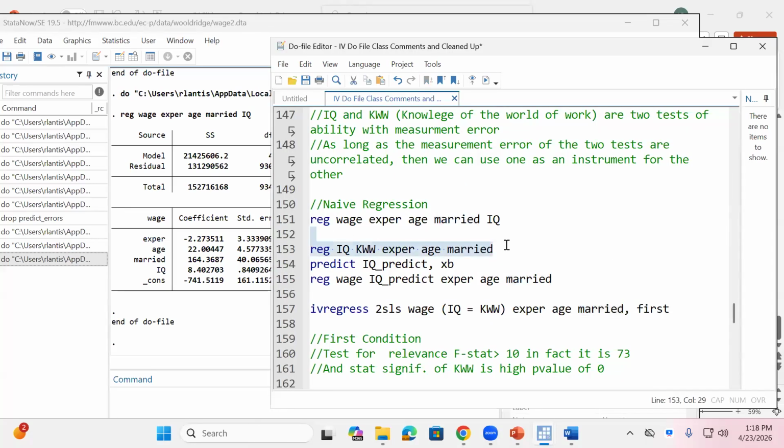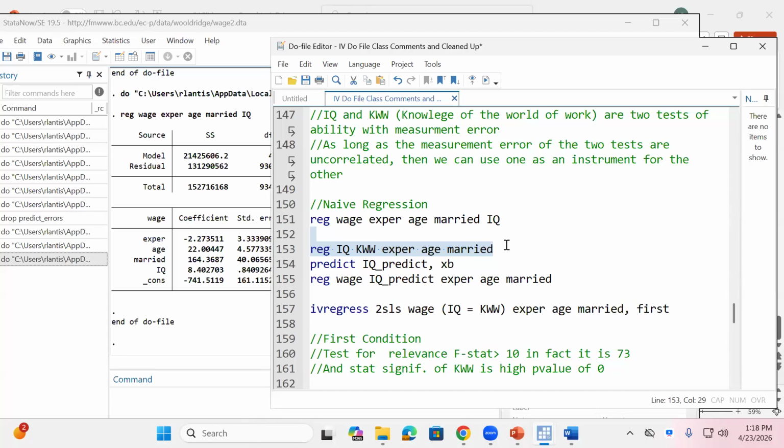So I then think about, what would a good instrument be? What if there was an instrument that was correlated with IQ? I'm going to use another test of intelligence, this KWW, I think it's the knowledge of the working world test. It's some measure of the person's aptitude or intellectual ability. If IQ and this other test are both trying to measure intellectual ability, then they'll definitely be correlated. So my first condition is likely to be met, and I can use my first stage results to test this.